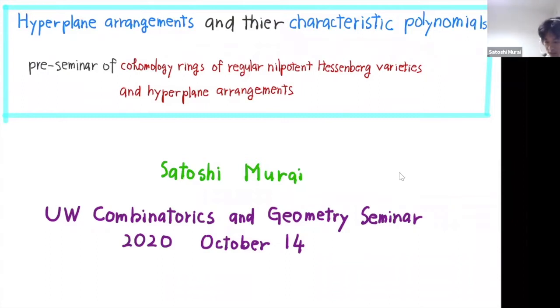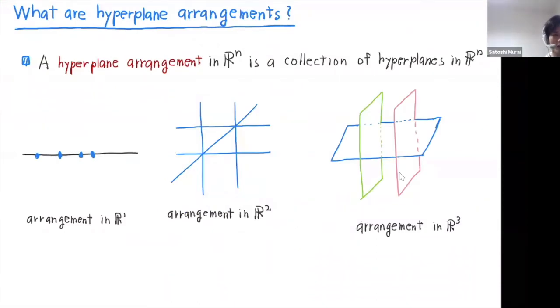So anyway, let's start. Let's start from what is a hyperplane arrangement. This is a very simple combinatorial object. A hyperplane arrangement is just a collection of hyperplanes. If you consider the one-dimensional Euclidean space, then the hyperplane is just a point, so it's just a set of points on the line. And if you consider the hyperplane arrangement in the plane, then it's just a set of lines. So here are some easy examples.